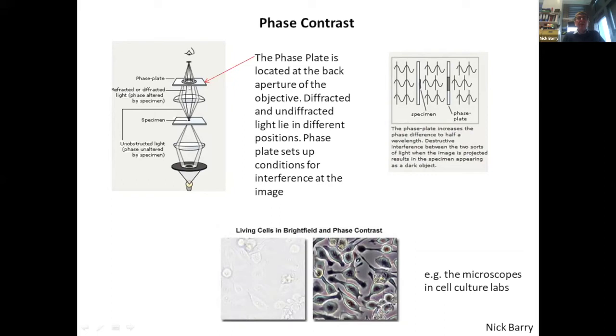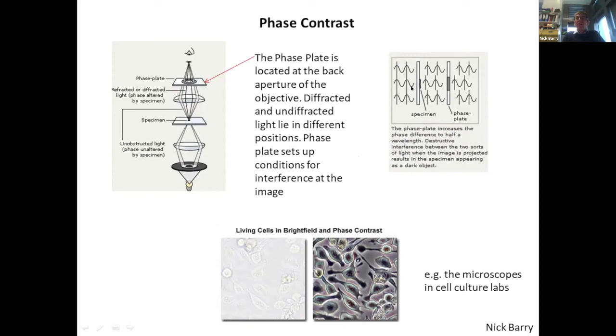But when they get back up through the objective and up to the eyepiece, they're all going to interfere, because this is a conjugate plane to this plane: this is an object, this is its image. So there is interference at the image plane between those different light paths. And because of this retardation, you get effectively destructive and constructive interference, and that brings contrast into the image.